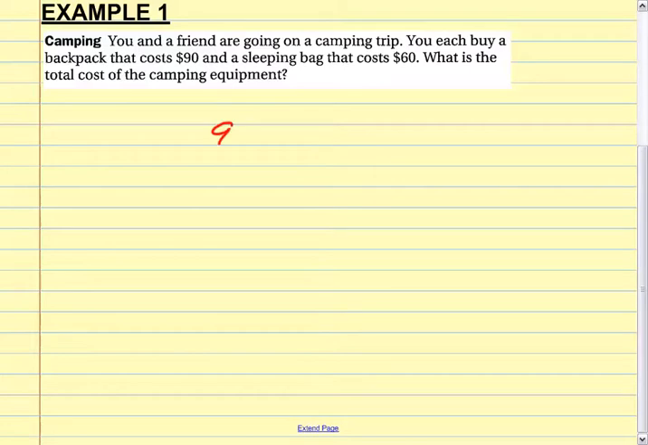So 90 for the backpack, right? Plus 60 for the sleeping bag, right? But how many people are there, Casey? There are 2 people. So I want to take this cost and multiply it by 2. Casey, perfect. Now I'm going to go over to Gray. Now Gray, let me ask you something. Normally, I would add these 2 things, right? Because I can. But I just want to show the distributive property, so let's work through it that way.